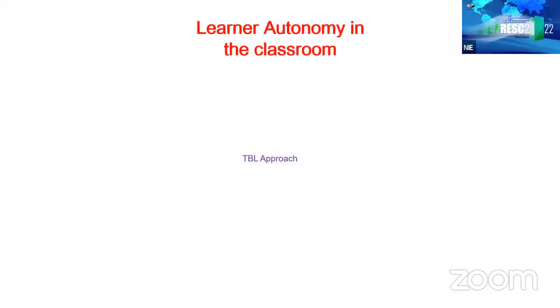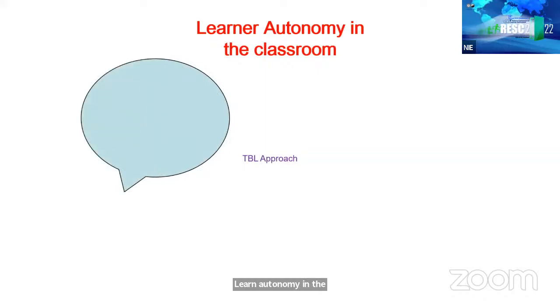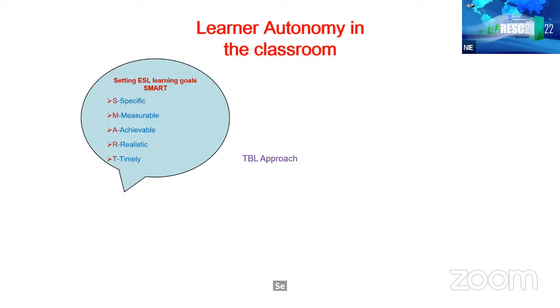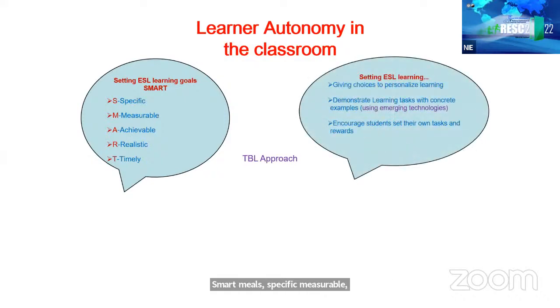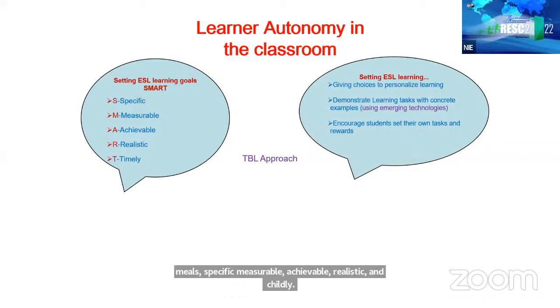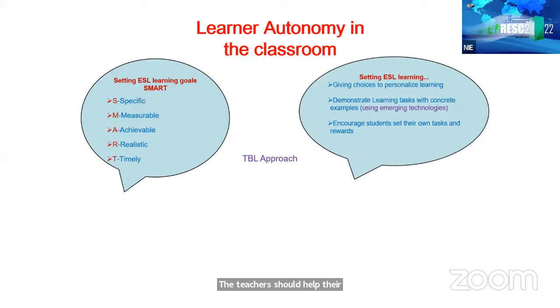Learner autonomy in the classroom. Setting the goal SMART is very much important. SMART means specific, measurable, achievable, realistic, and timely. The teachers should help their learners by giving choices to personalize learning, demonstrate learning tasks with concrete examples. They should encourage students to set their own tasks and rewards.